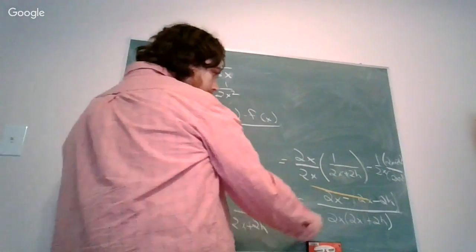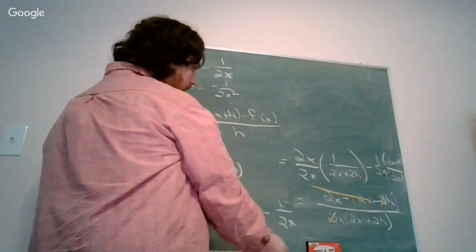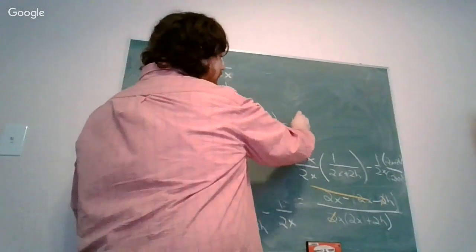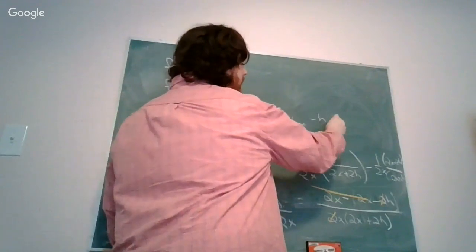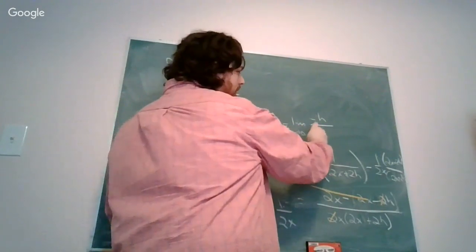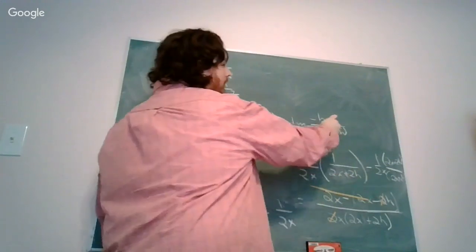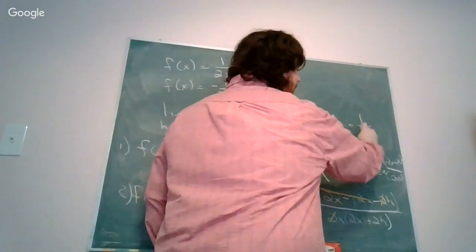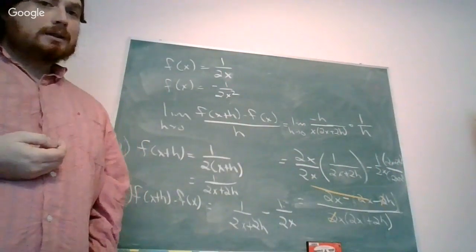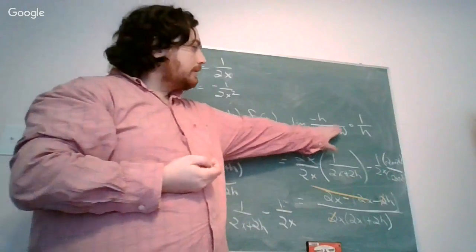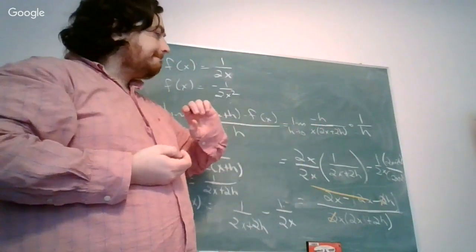And so then what I can do is, just to make my life easier, I'm going to cancel out the 2's. And so what I'm left with is, up top I have negative h over x times 2x plus 2h. And then remember the next part was to divide by h. So instead of dividing, I'm going to multiply by 1 over h. And again, normally I would do this as an extra step, but because I'm running out of room on the board, I'm just going to put it up here.